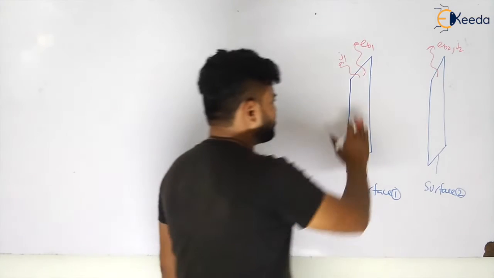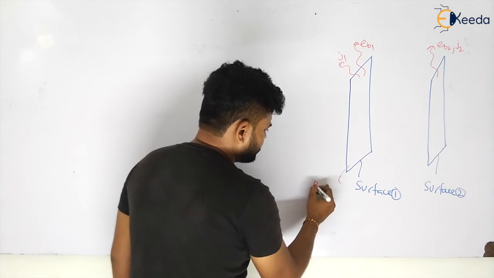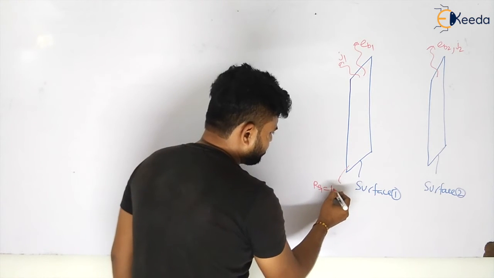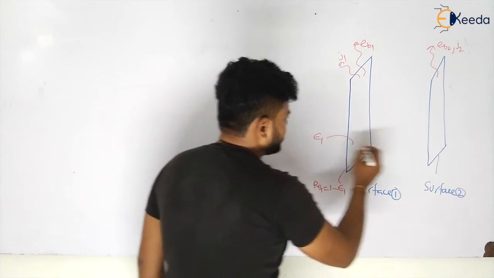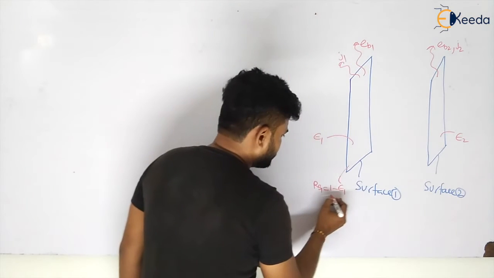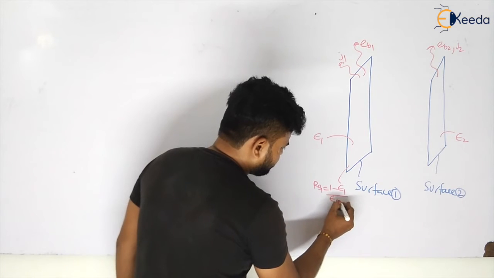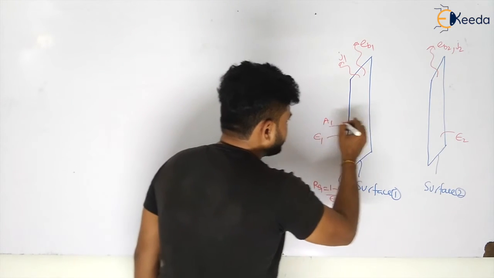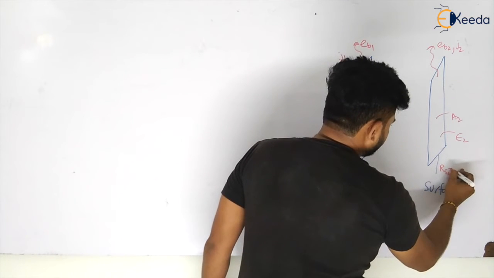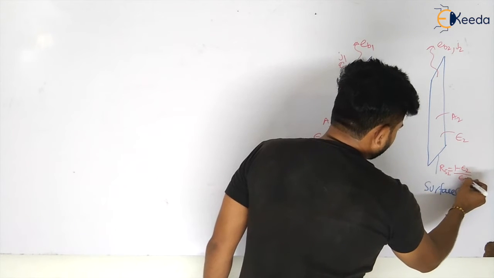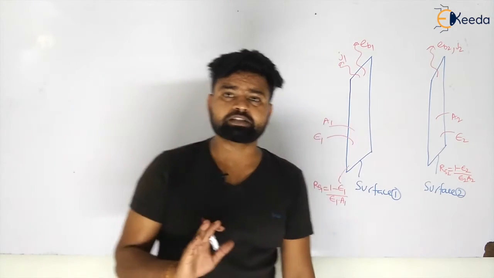Now, this surface has some resistance, which is nothing but R surface 1, equal to 1 minus E1 upon E1A1, if E1 is the emissivity of this and E2 is the emissivity of this surface, my dear students. Now similarly for this surface, what will be the surface resistance? This will be (1 minus E2) upon E2A2, my dear students. So now these particular surfaces have some resistances.